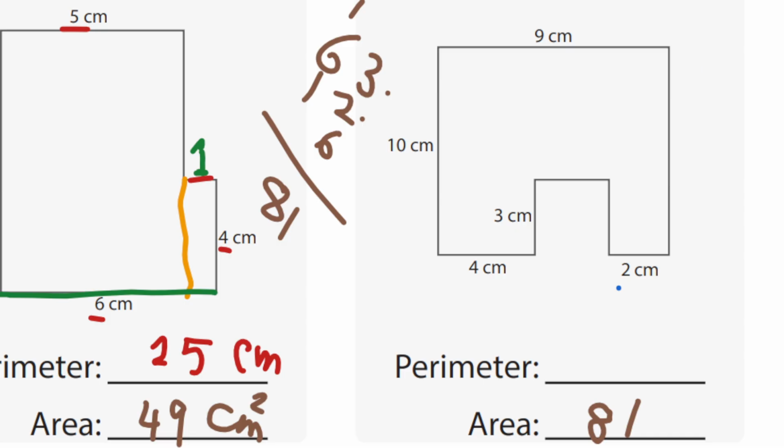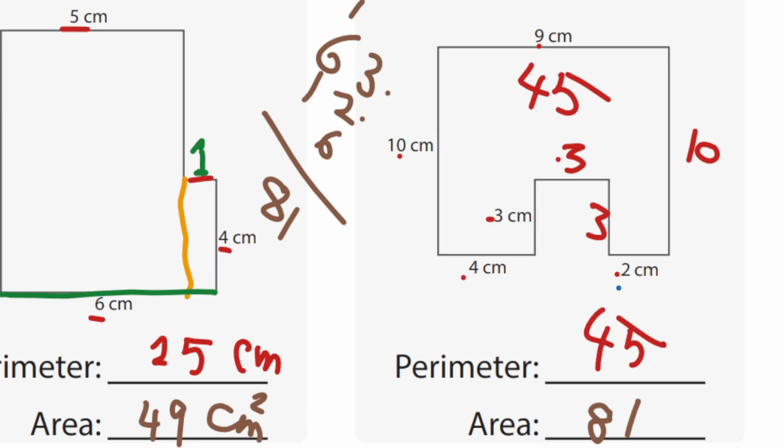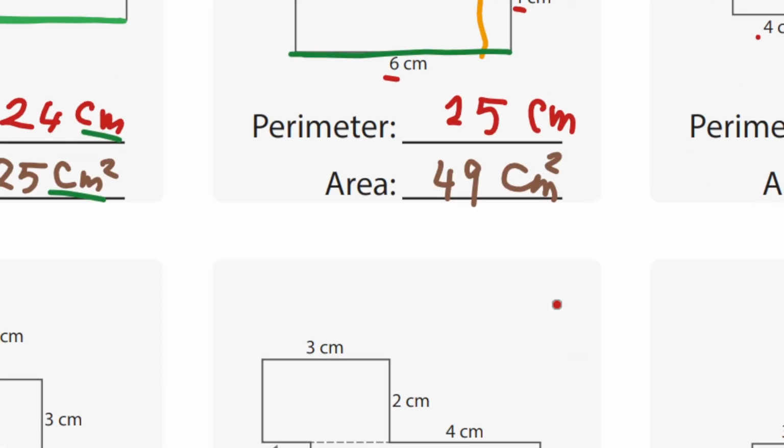Now, this is 9. That's 10, 4, 3. Oh, we got this one. It's 3. And this is also 3. And this is 10, right? So let's add. 9 plus 10 is 19. Plus 4 is 23. Plus 3 is 26. 29. 32. 35. Plus 10 is 45. So the perimeter is 45. And that's it for this question. Was it easy? Did you get it?